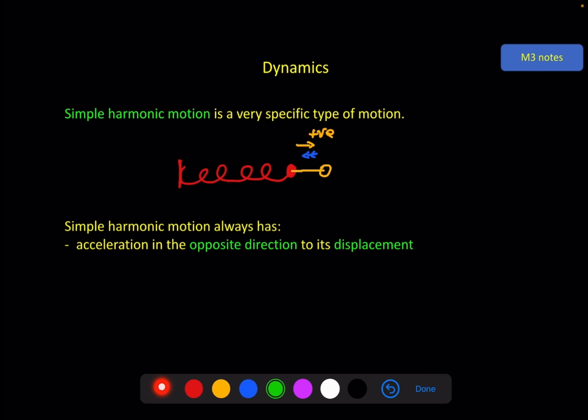But then when it's on this side here, and now we do something we don't normally do in mechanics, we're going to switch mid-question which way is positive. We're going to say the displacement direction is positive, and then we see again the acceleration is in the opposite direction to that. That's the first key thing. The acceleration is always in the opposite direction to its displacement.